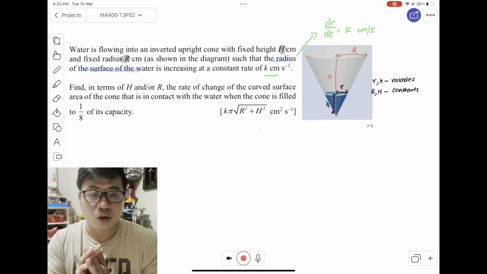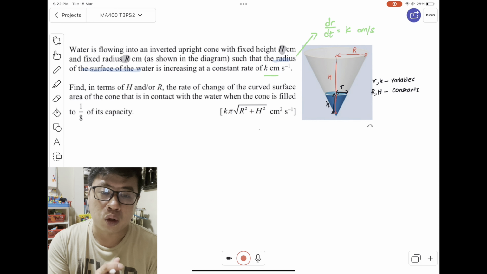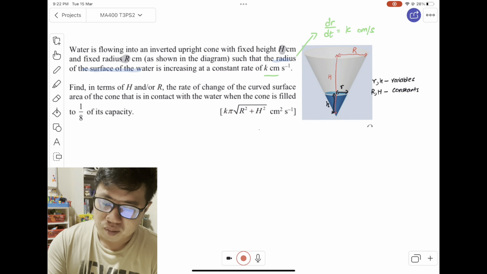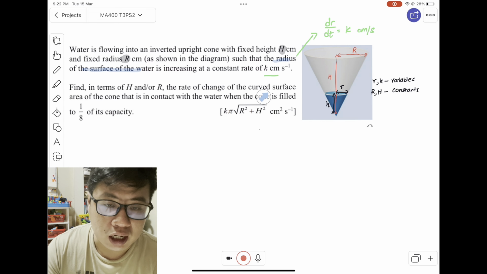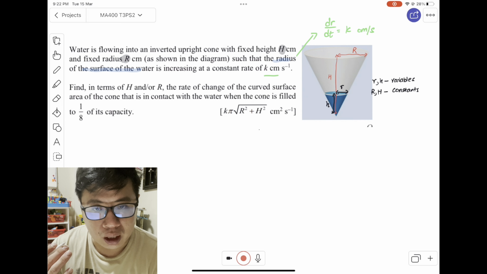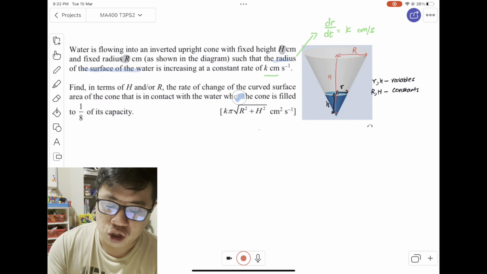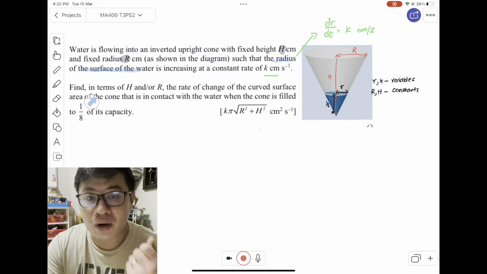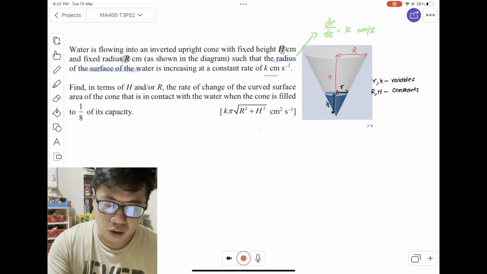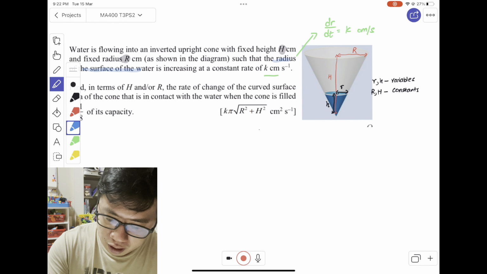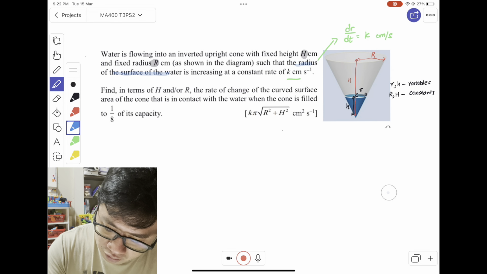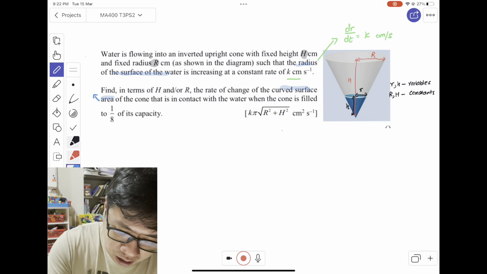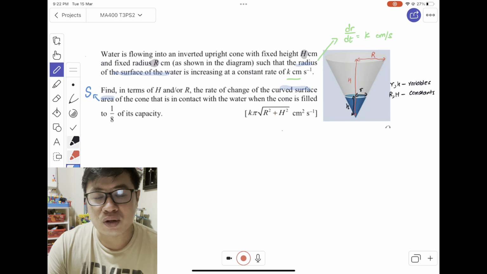Of course this question is going to be a bit hard to swallow, so there is a need to come up with a few variables on your own. The first one is the curved surface area. How do we find the rate of change of the curved surface area? We definitely need another variable that represents the curved surface area. I'm going to call it S, S for surface, so it's easy to represent.